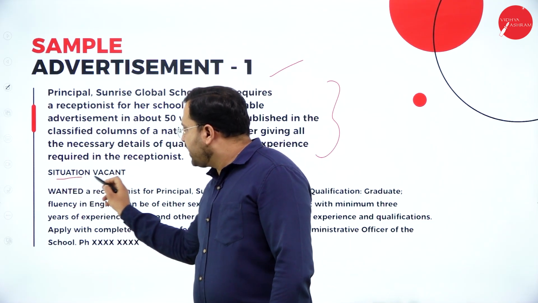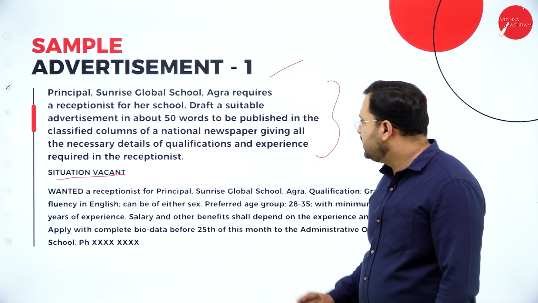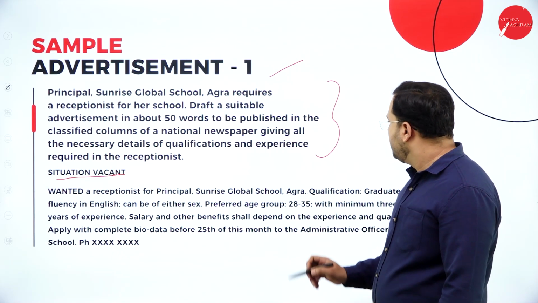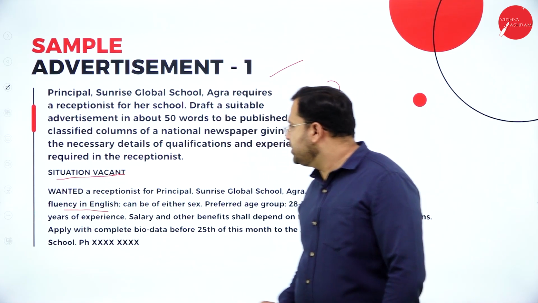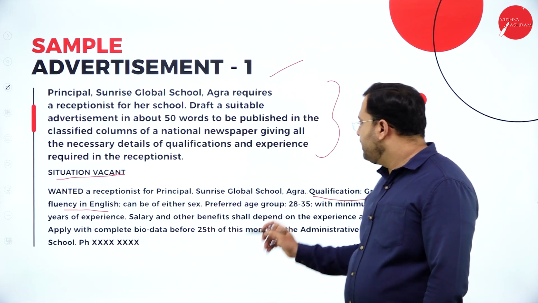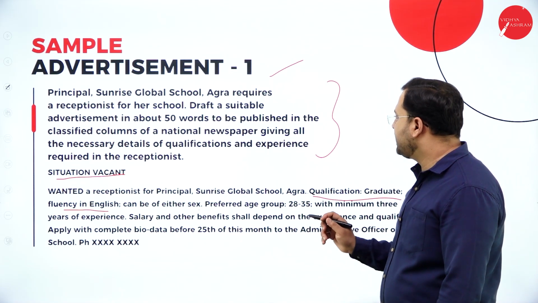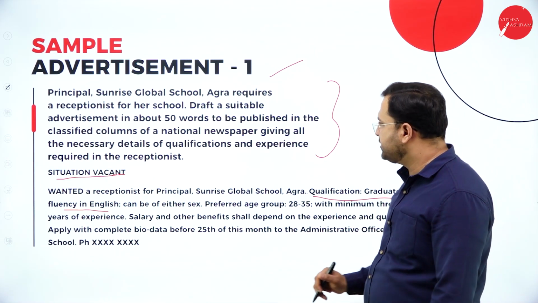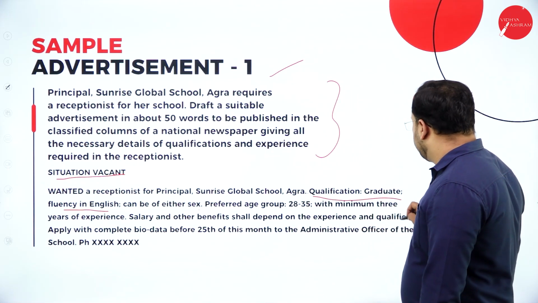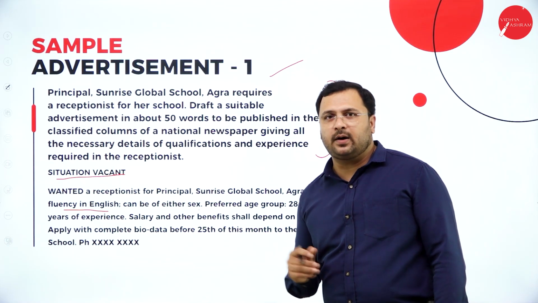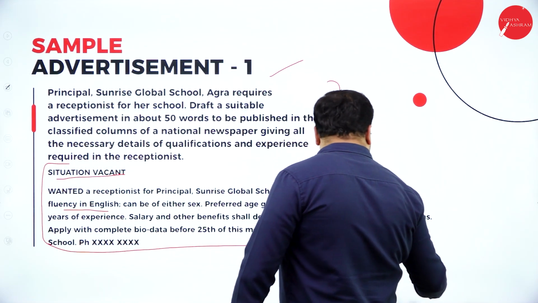So when you write, you should write like this. Situation vacant. Wanted a receptionist for principal, Sunrise Global School, Agra. Qualification: graduate, fluency in English. Can be of either sex. Preferred age group 28 to 35 with minimum 3 years of experience. Salary and other benefits shall depend on the experience and qualifications. Apply with complete biodata before the date to the administrative officer of the school. Phone number. This is how you are going to write an ad. But how do you write it? You have to write it within an enclosed box.